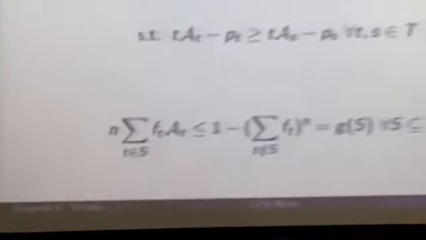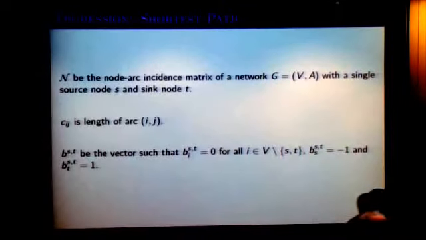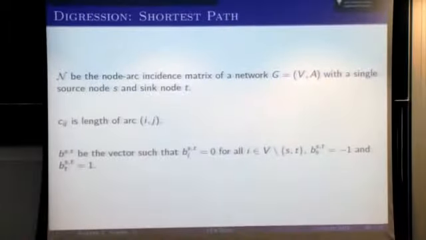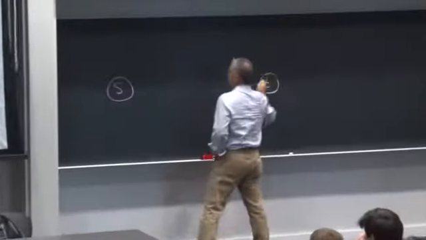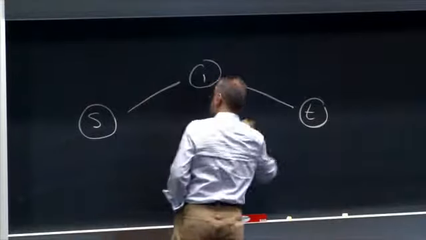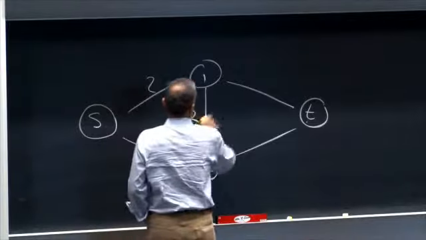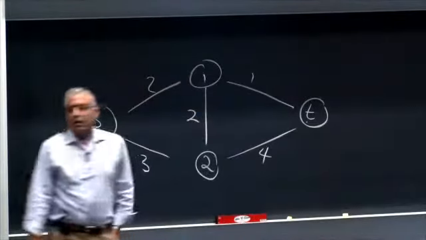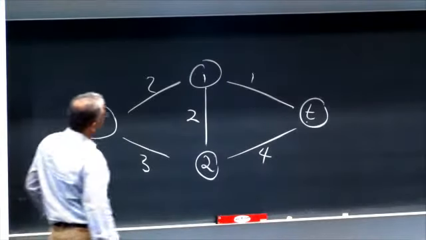Okay, so what I want to do is look at the incentive compatibility constraints a little more closely. So let me step back from this and now talk about the shortest path problem. It should be familiar to many of you. Let's do a simple one. I have a source node, I have a sink node. Each edge has a length, and I've written those lengths down next to each edge.